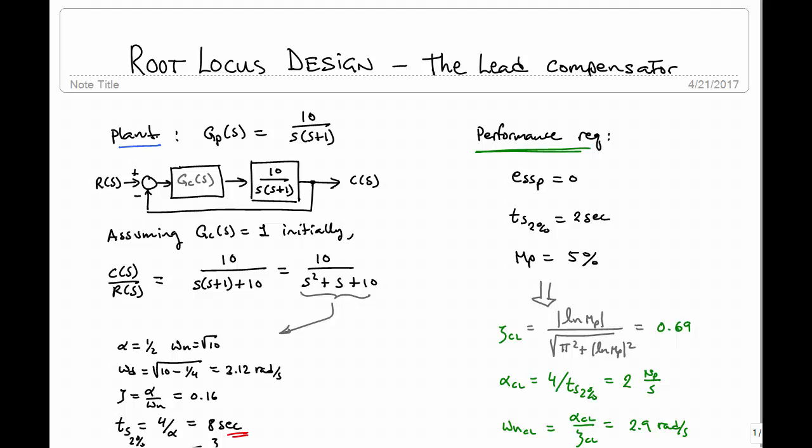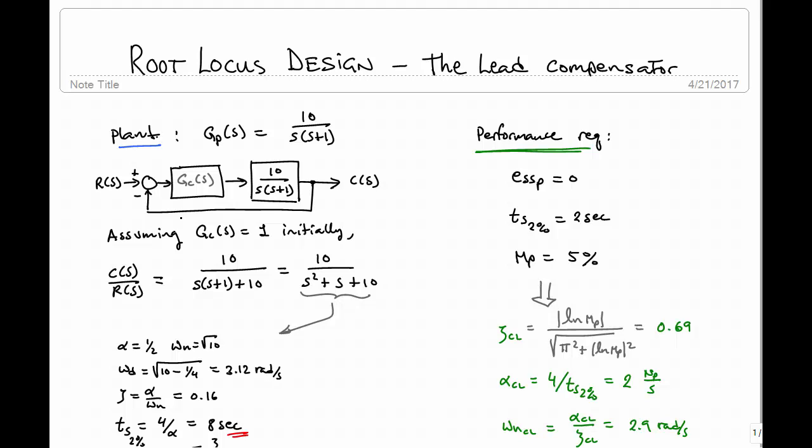So we have a plant here. On the left here, it's 10 over s times s plus 1. So it has second order, it has a pole at the origin and a pole at -1. And you see the block diagram here where I have allocated space for the compensator.